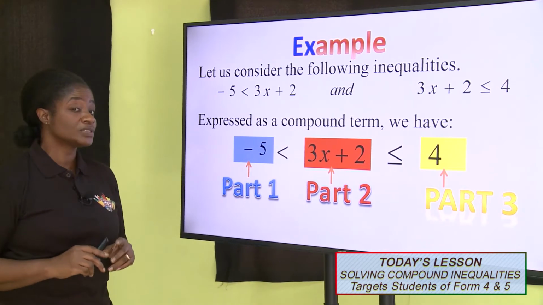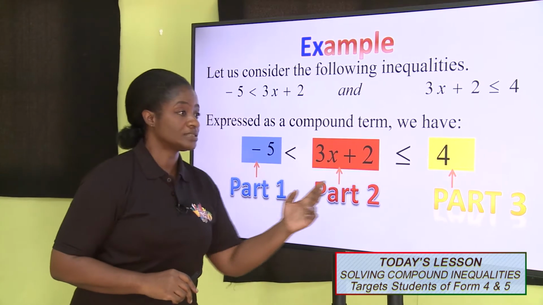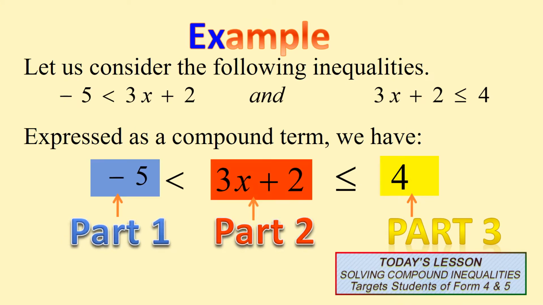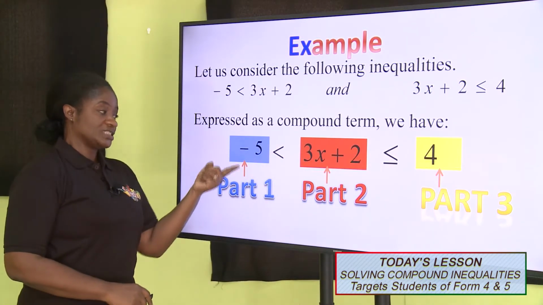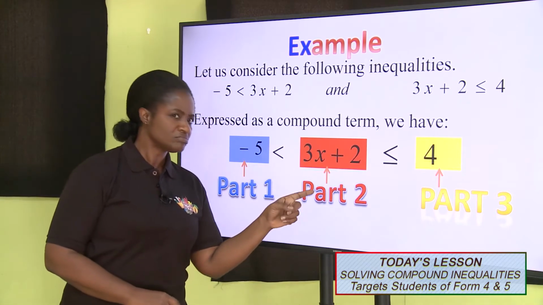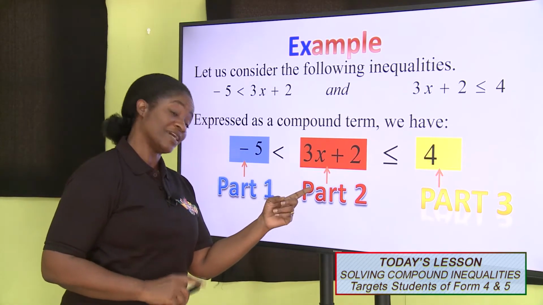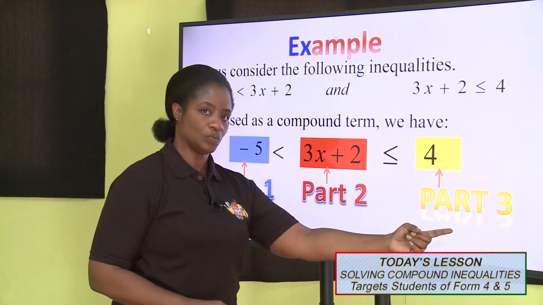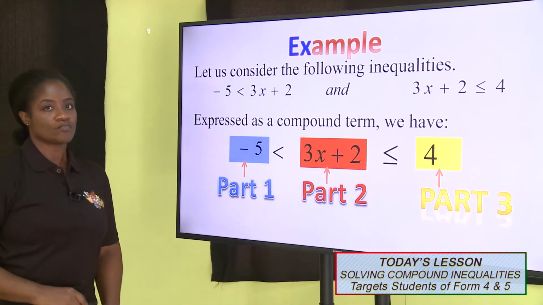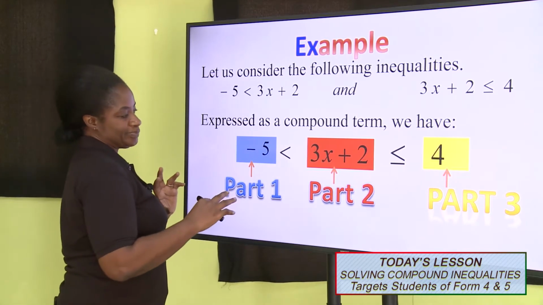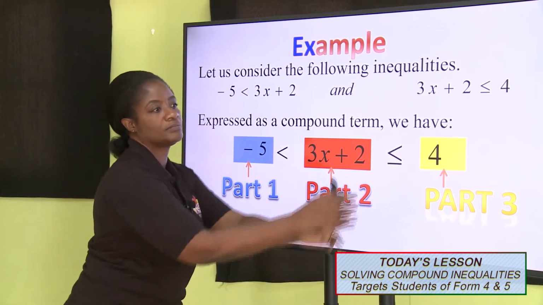Students, it is important for you to note that this compound inequality has three distinct parts. Part 1, part 2, and part 3. Part 1 is in blue, which is the negative 5 connected by the inequality sign less than. Part 2 is in orange, is that orange? Don't laugh at me. Red, orange, connected with another inequality sign to part 3, which is in yellow. So here your compound inequality has been categorized into three separate parts.